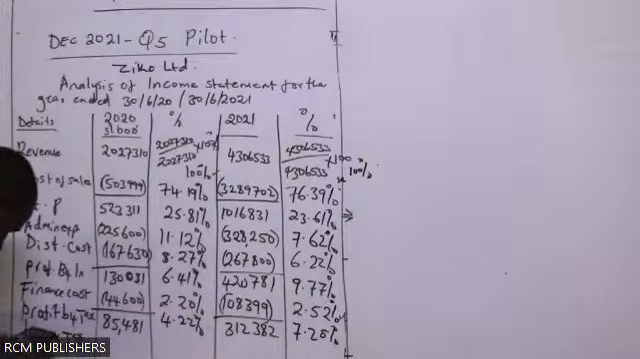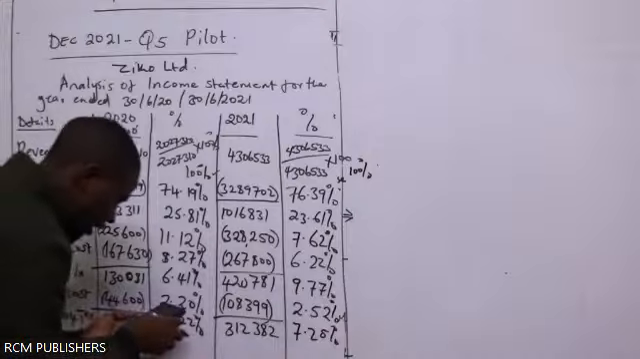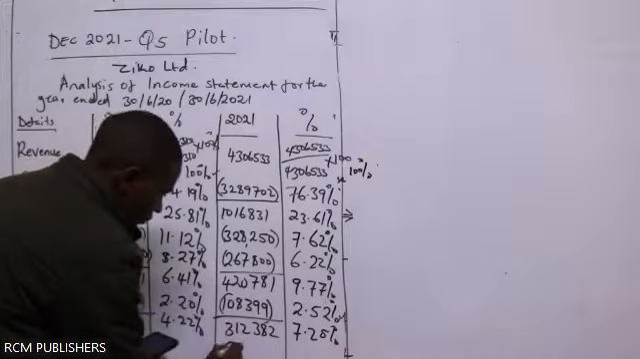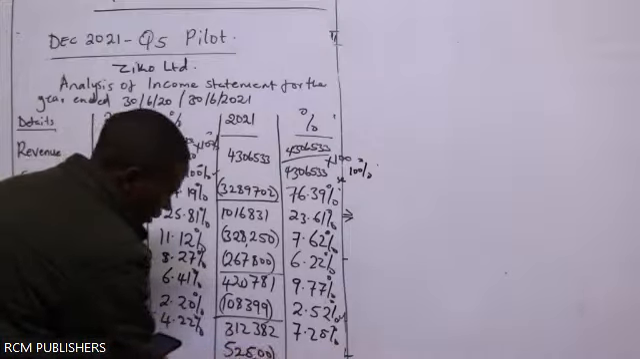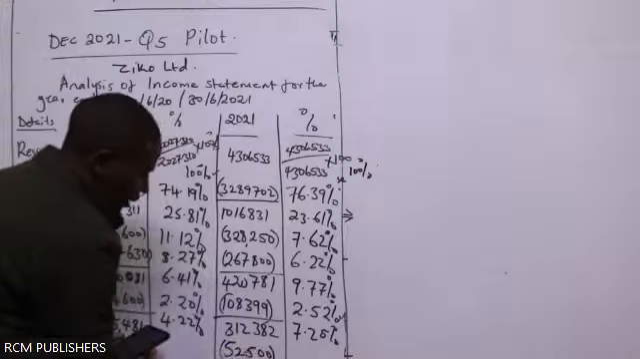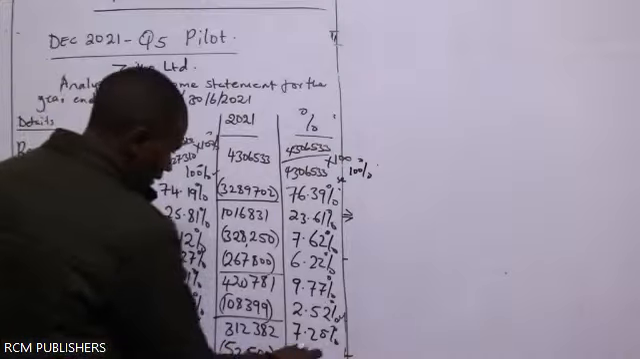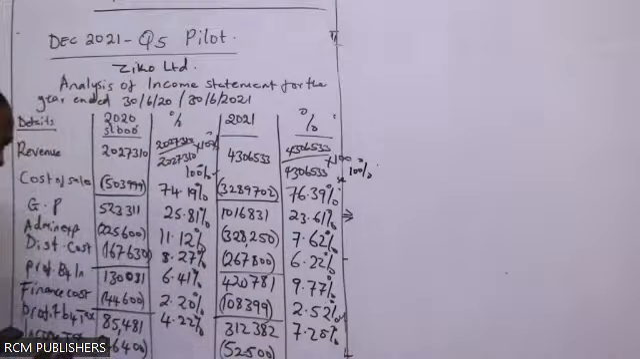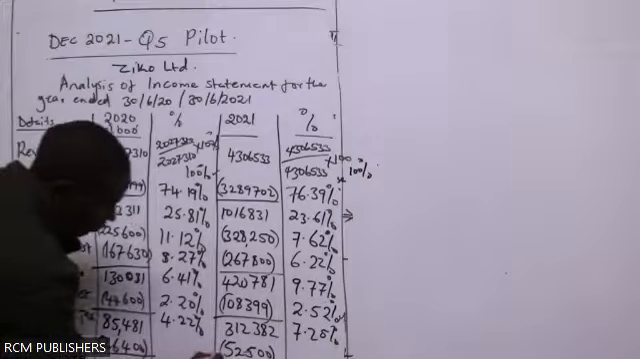Income tax expense, income tax tunatoa. Income tax iko hapa. Income tax tuko na 26,400. The other one we have 52,500. Therefore, give me the percentage of this so that we can get for income tax. Now we get the profit for the period. Profit for the period. I'm going to adjust the board. Profit for the period ni after you less the tax.